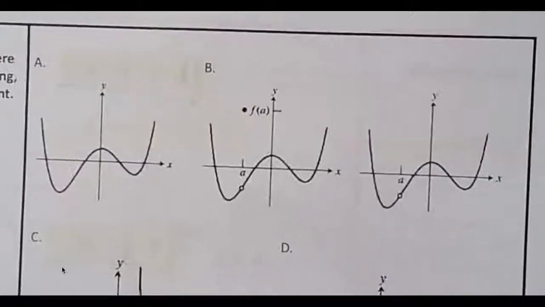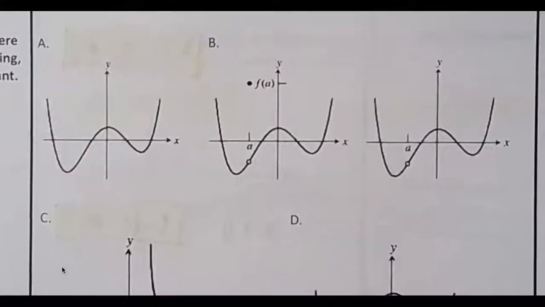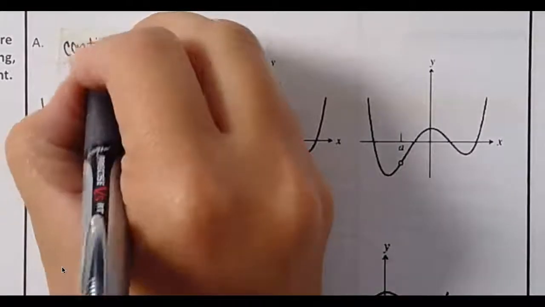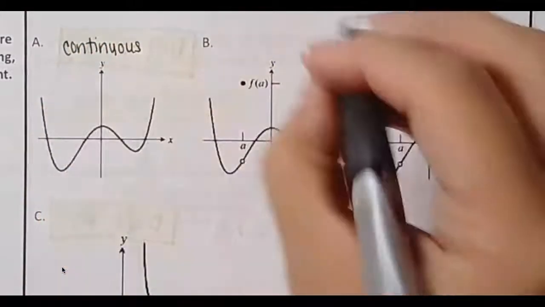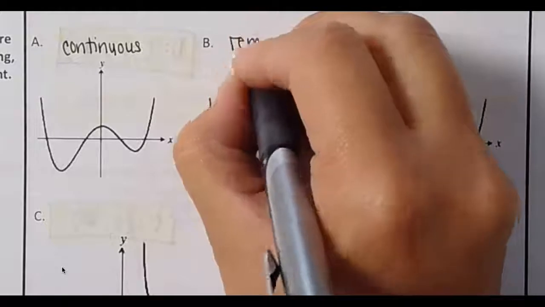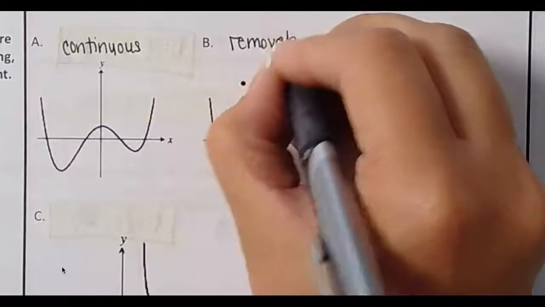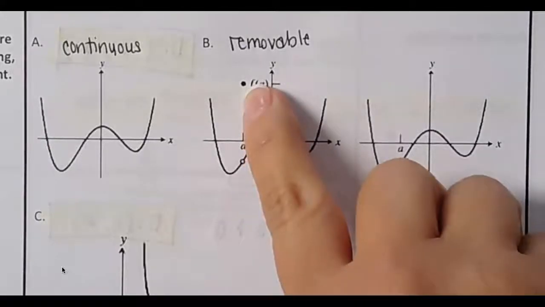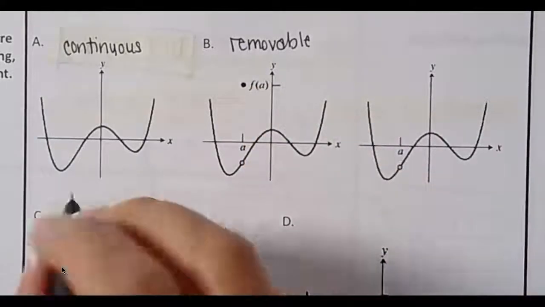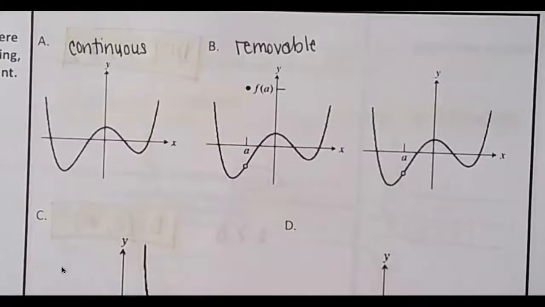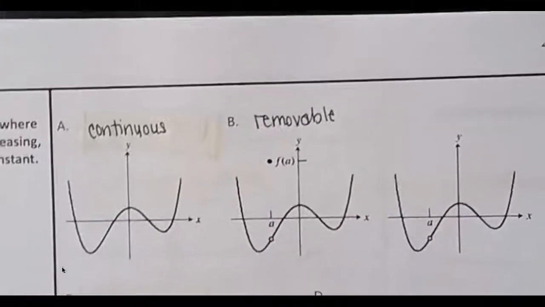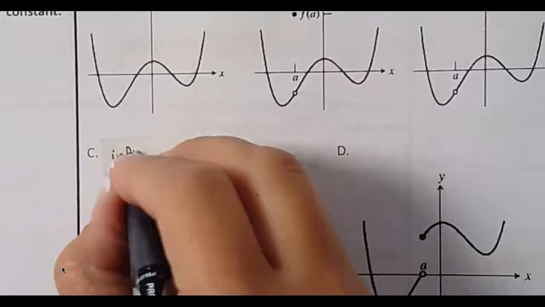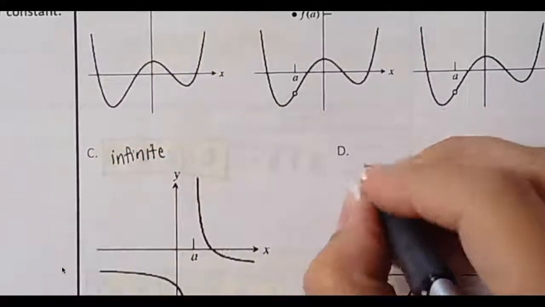All right, so A is continuous. B is removable. And removable can look like this, or it can look like this with the point appearing somewhere else. C is infinite. And D is jump.